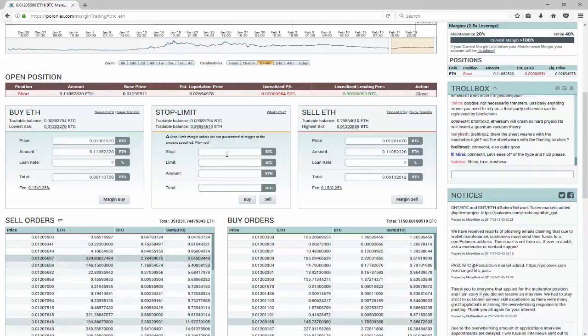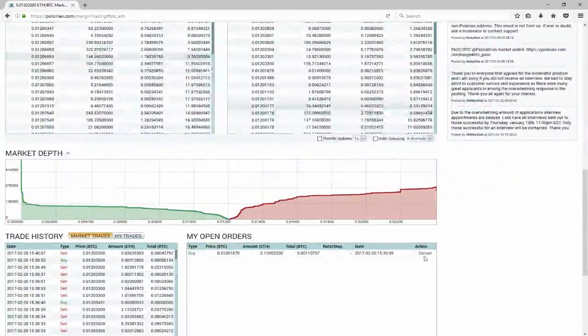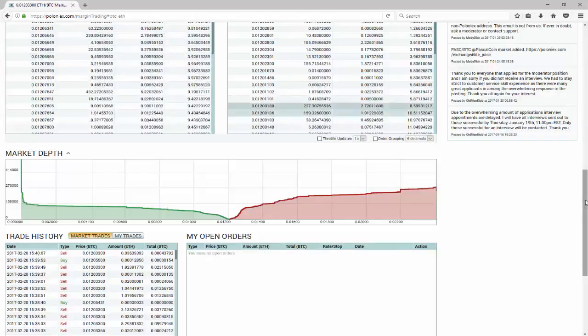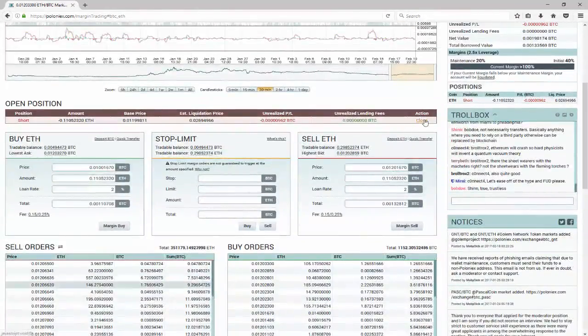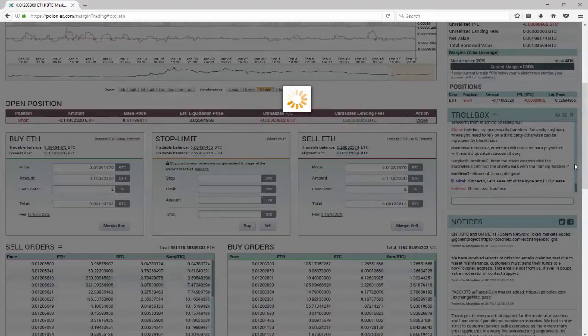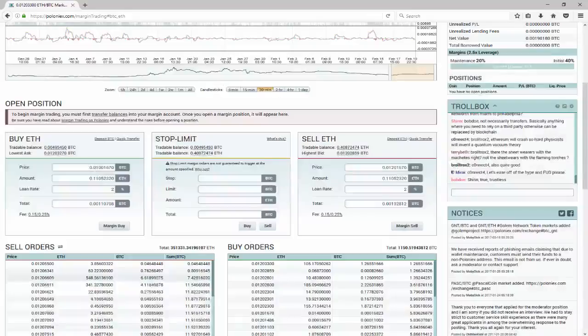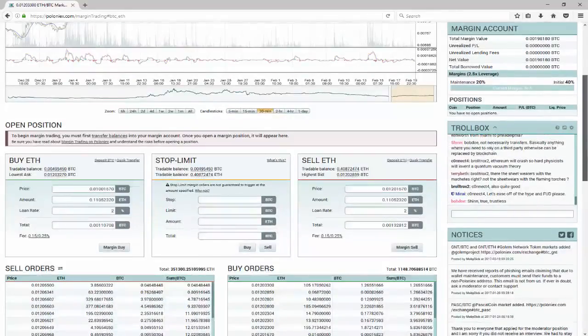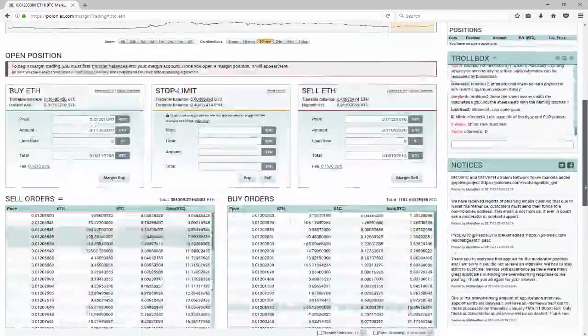And let's say I just wanted to close out of my trade quickly. Then all I have to do is hit close right here, and it just closes me out. And that's that. So that's how you short an altcoin, and longing is just the opposite. You just buy.